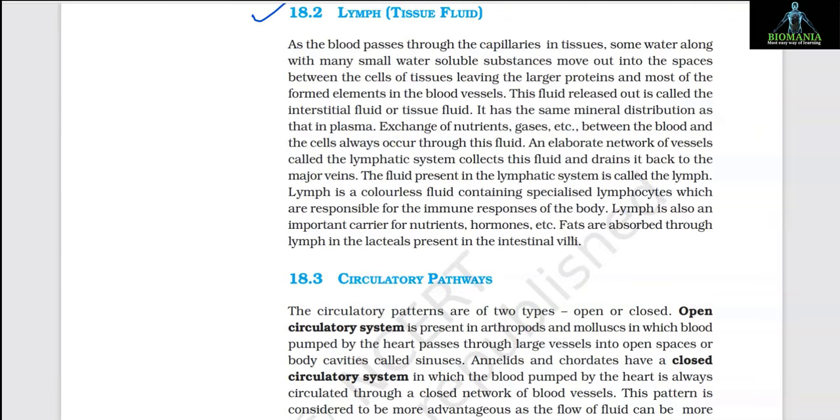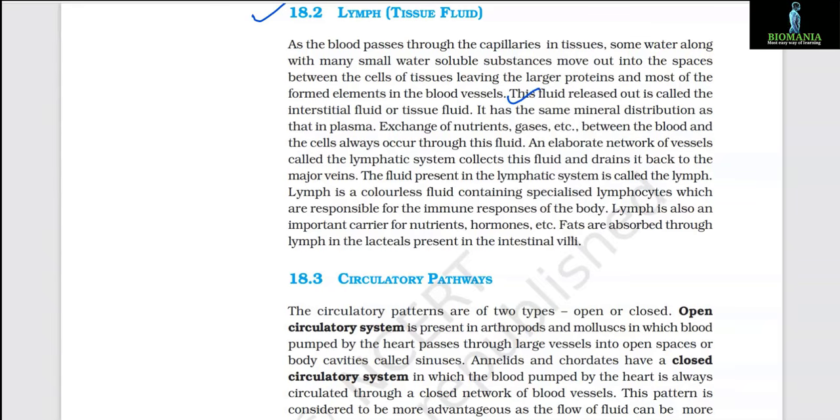18.2 Lymph, that is a tissue fluid. As the blood passes through the capillaries in tissues, some water along with many small water-soluble substances move out in the spaces between the cells of tissues, leaving the larger proteins and most of the formed elements in the blood vessels. This fluid released out is called the interstitial fluid or tissue fluid. It has the same mineral distribution as that in plasma. Exchange of nutrients, gases, etc. between the blood and the cells always occur through this fluid.